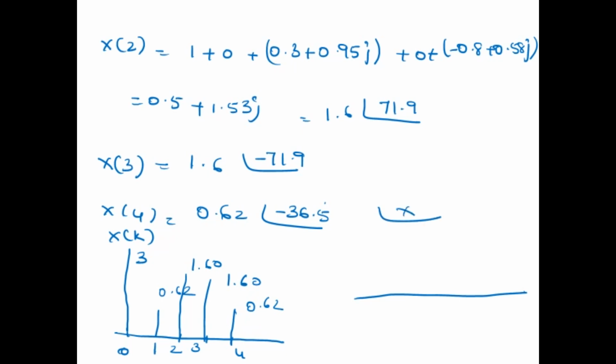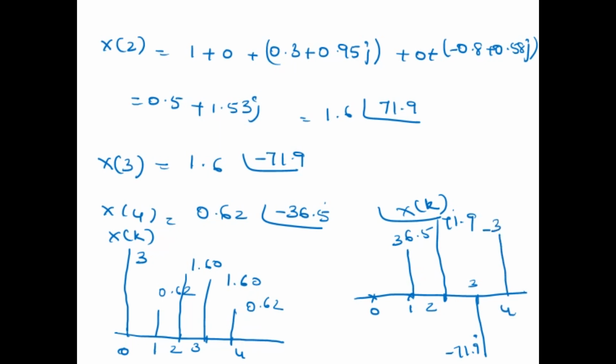Now we have to plot the phase spectrum. Says x of k, at 0 there is no phase, at 1 it is 36.5, at 2 it is 71.9, at 3 it is minus 71.9, at 4 it is minus 36.5. So this is the magnitude and phase spectrum for the given problem.